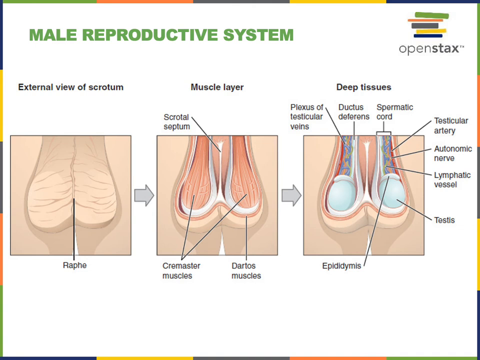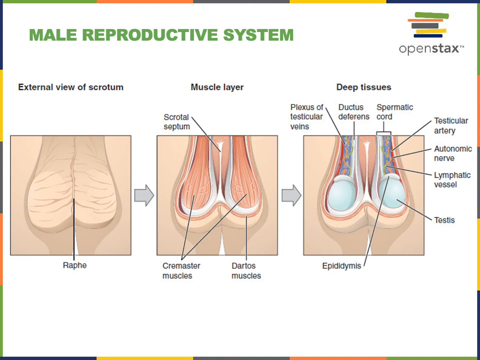The testicular artery and the plexus of testicular veins have a countercurrent flow mechanism that helps to conserve the heat within the blood and prevent that heat from flowing into the testes. The heat is transferred directly from the testicular artery into the plexus of testicular veins as blood is flowing in the opposite direction through those vessels.